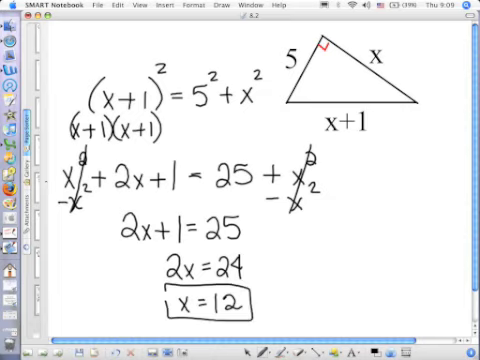All right, so I could ask you two different questions on this problem. I could say, what's the value of x? And your answer would be 12. Or I could say, how long is the hypotenuse? And your answer would be 13, because the hypotenuse is 12 plus 1 units long. So you have to make sure you answer the questions.